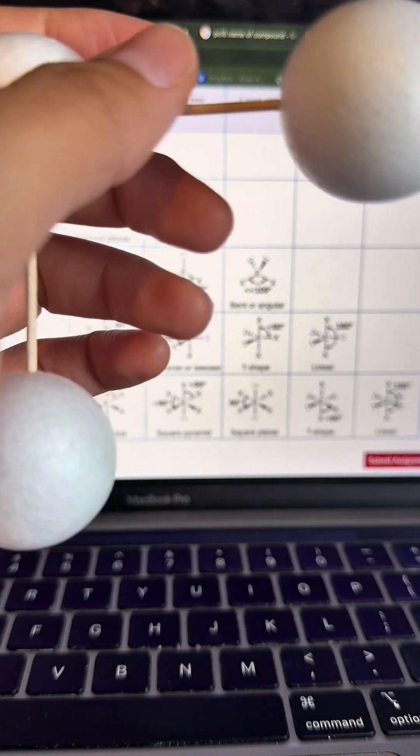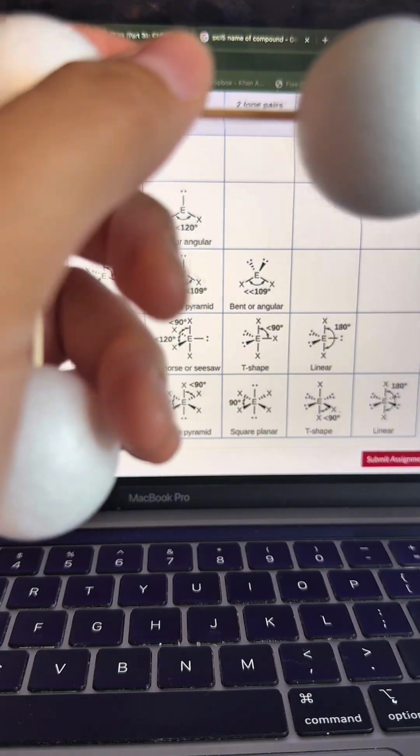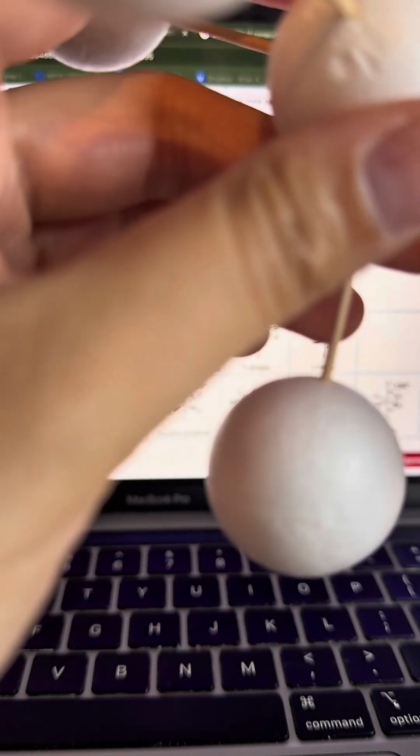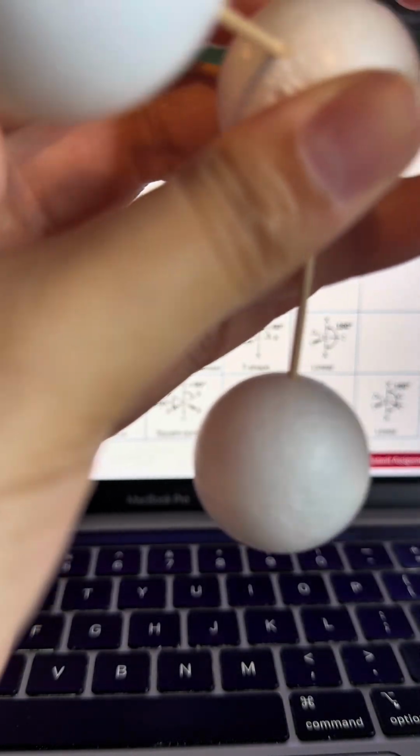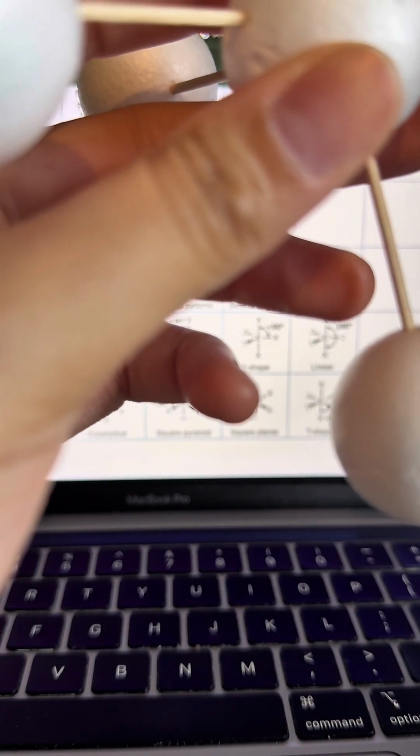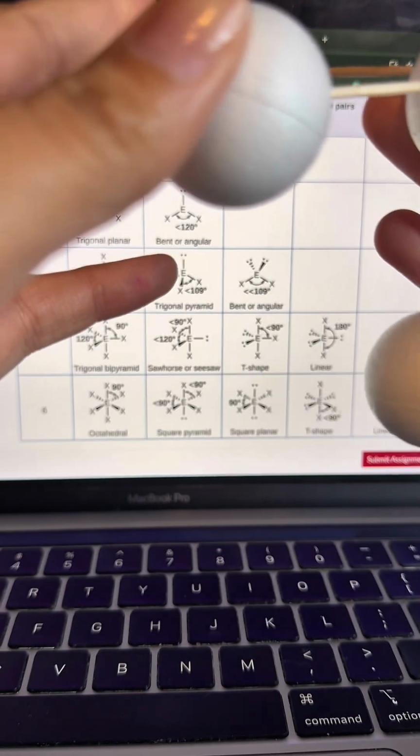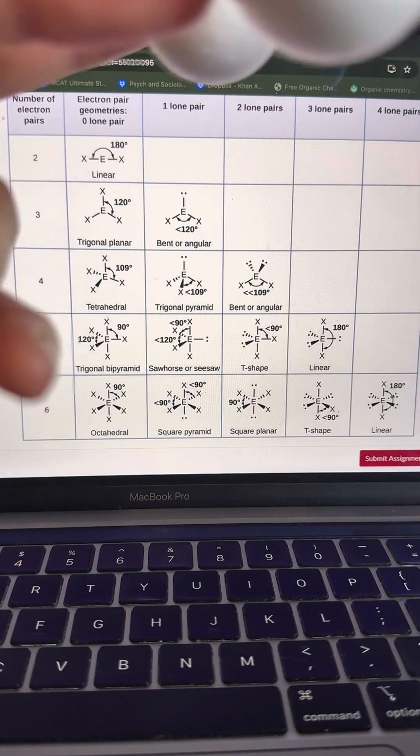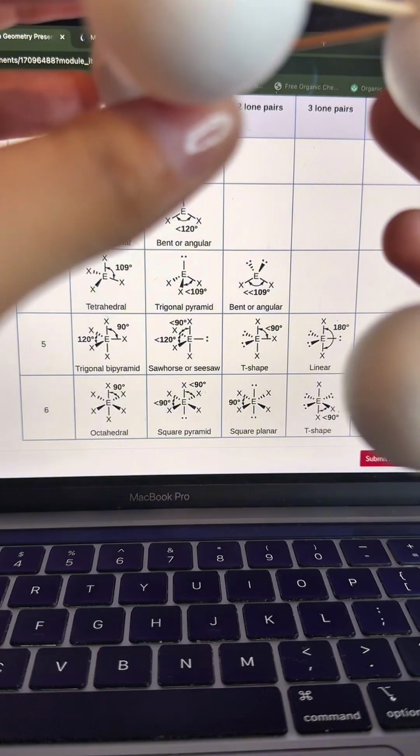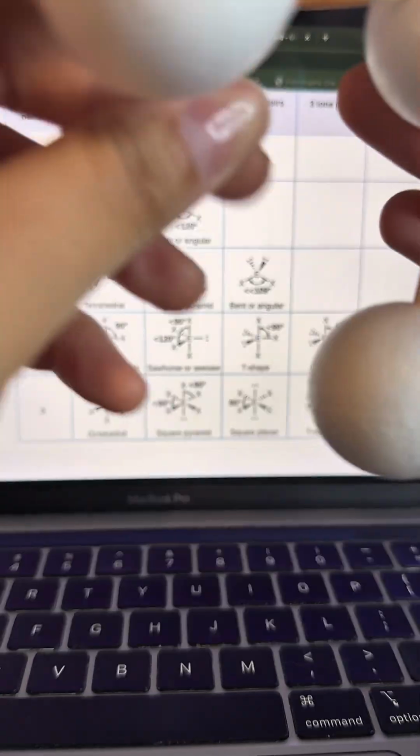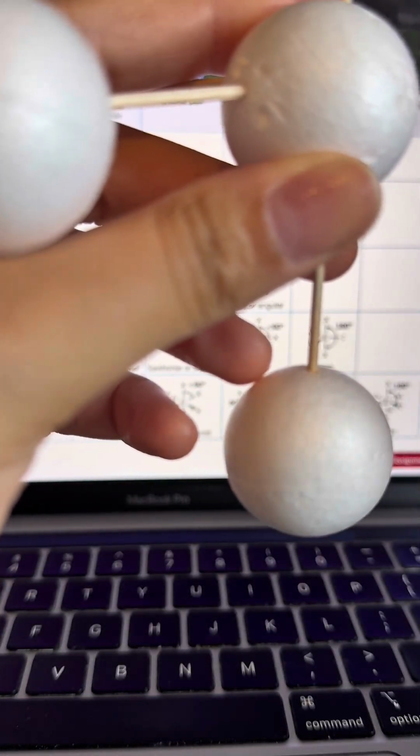With 4 bonding areas and 1 lone pair, we make a seesaw molecular geometry. The lone pair is going to force our atoms to be even closer together, so the angles are going to be less than 120 degrees. And our top and bottom atoms are also going to be forced, and they are going to be less than 90 degrees because of this lone pair causing repulsion force.